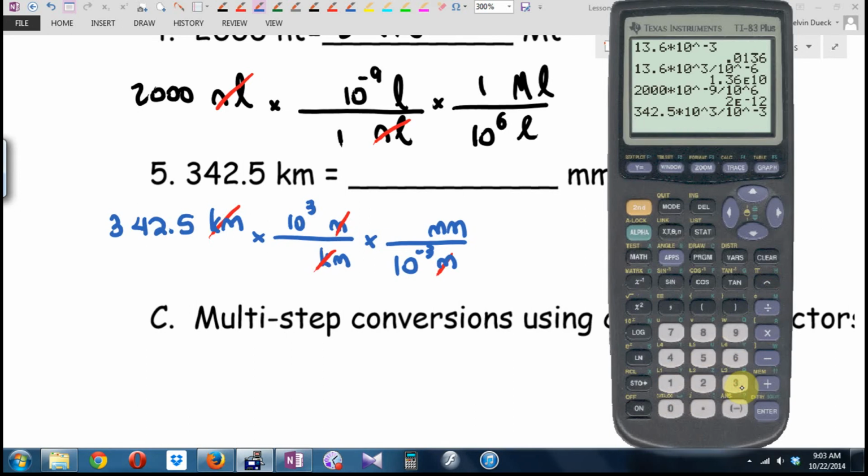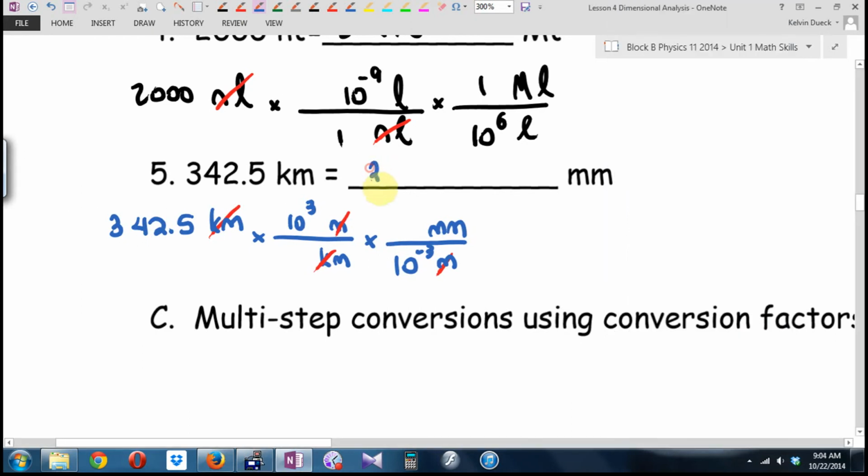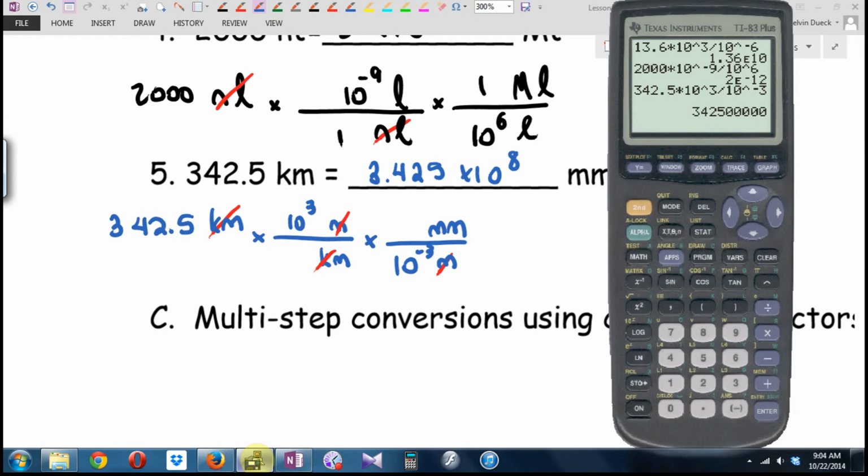I think I'm going to write that in scientific notation. I think it's going to be 3.42, 1, 2, 3, 4, 5, 6, 7, 8. Is that right? 3, 4, 2, 5, and 5 zeros, I think.